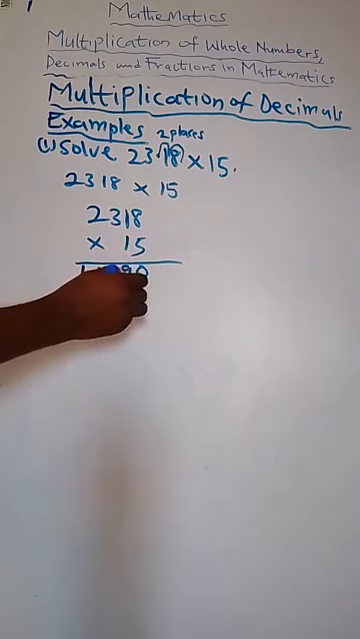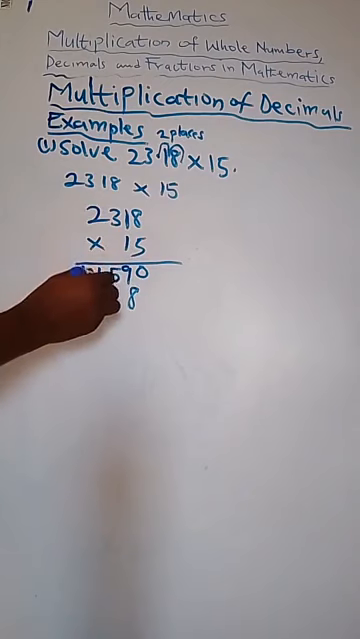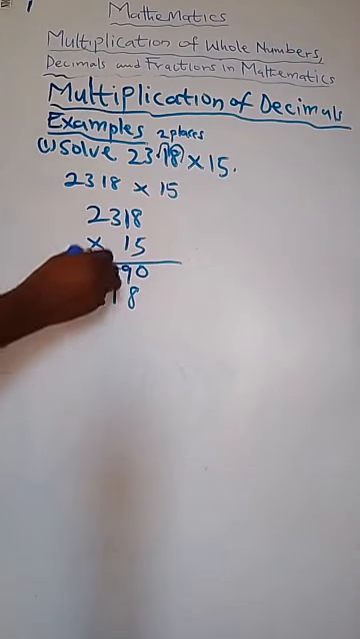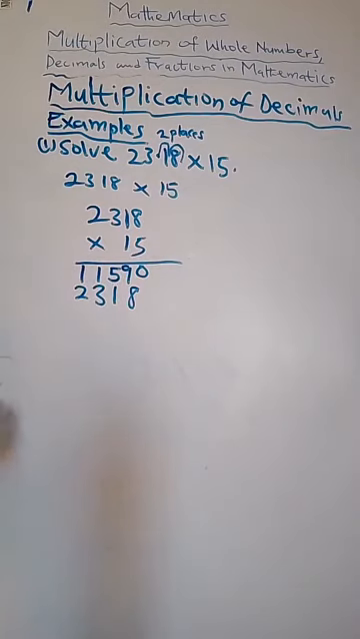Don't forget, you don't start writing from here. You start writing directly under the number. 1 times 8, 8. 1 times 1, 1. 1 times 3, 3. 1 times 2, 2. Right? Then since you have completed the process, you add everything together. You can use 0 to balance this up. It doesn't affect your value.